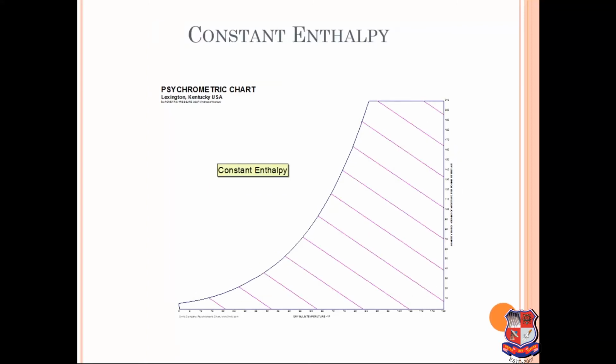Next, the constant enthalpy line. If calculations are to be performed on changes in air properties, then it is important to know the actual energy in the air vapor mixture, the enthalpy. The enthalpy lines are close to the wet bulb lines and can create some confusion between wet bulb temperature and this constant enthalpy line.